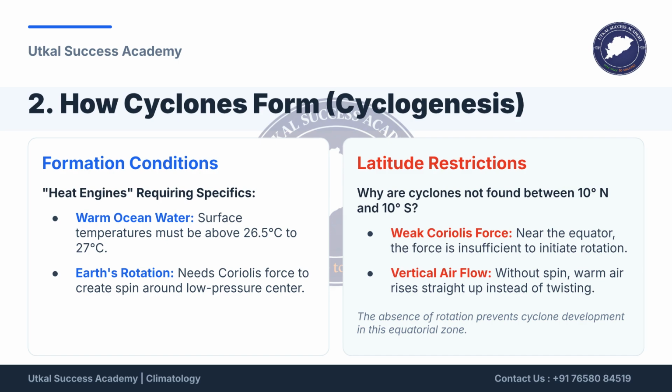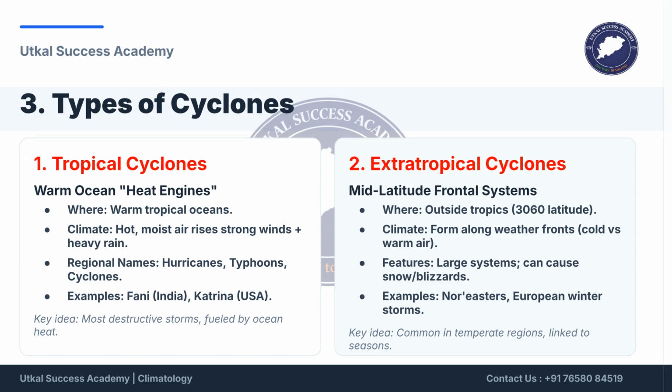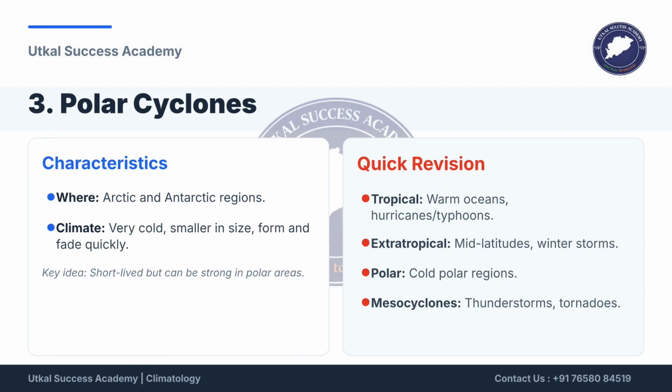The latitude restriction near the equator is due to the weak Coriolis force and vertical airflow, which prevents the storm from twisting. The main types of cyclones are tropical cyclones, which are warm ocean heat engines known as hurricanes or typhoons, and extratropical cyclones, or mid-latitude frontal systems that occur outside the tropics and cause winter storms. Polar cyclones are a third type, characterized by being very cold, small, and short-lived in the Arctic and Antarctic regions.